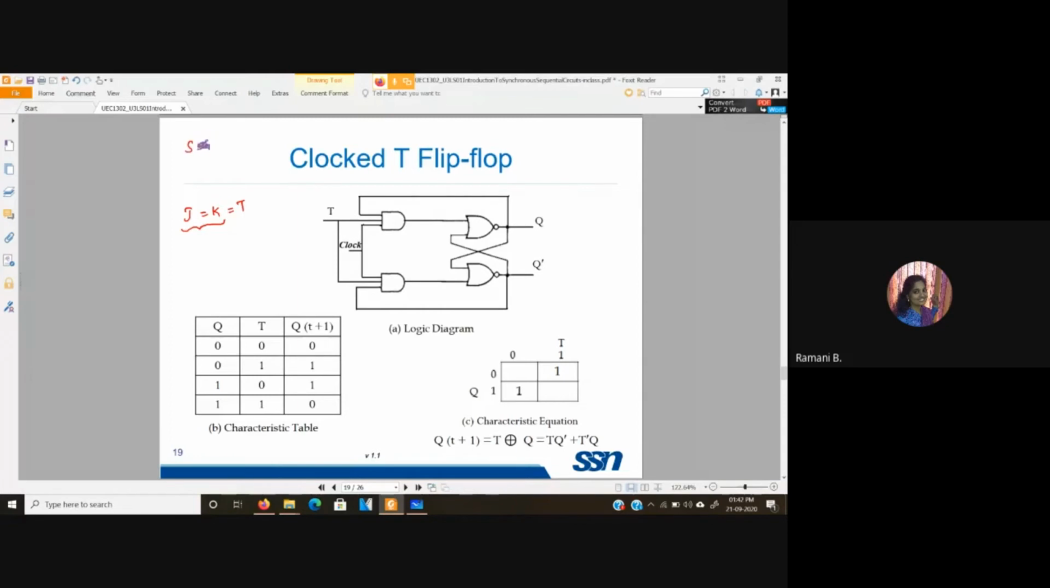In the case of SR to D, we had the S input as D and the R input as D bar, right? We had a NOT gate over there. Here, both J and K will be equal to a single input. We call that T.